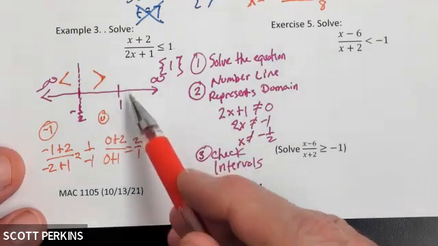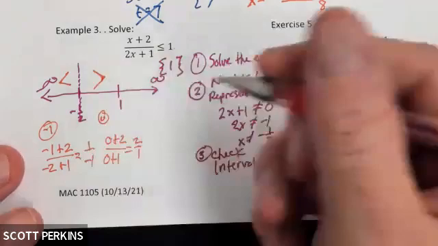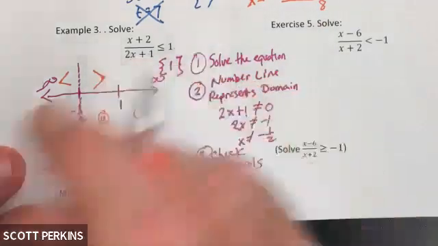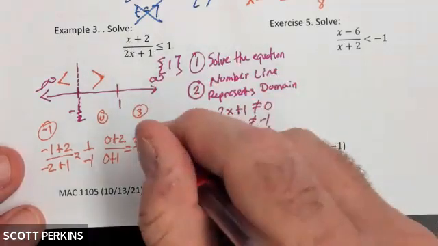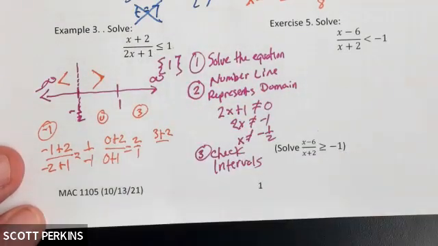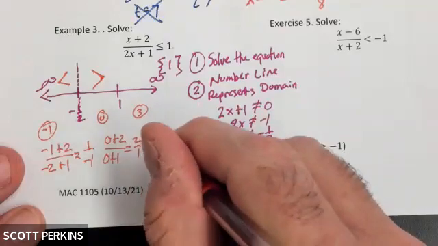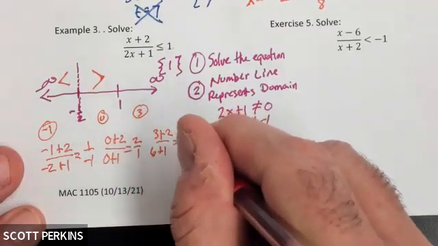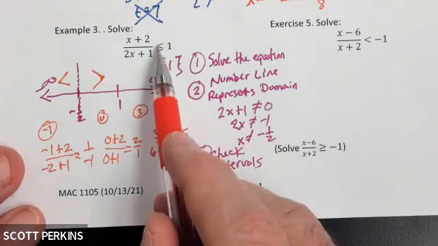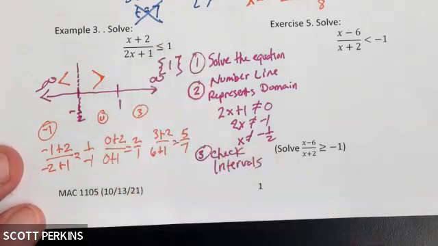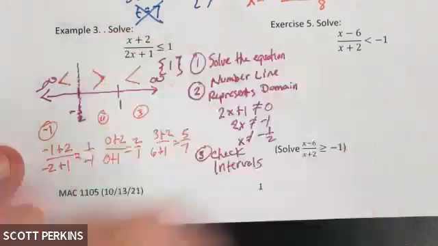And then in the final interval, let's go ahead and put 3 or 2 or 92. It doesn't really matter. I'm going to put 3 in. So in the top, I have 3 plus 2. In the bottom, I have 6 plus 1. That's 5 over 7. Is 5 over 7 a number bigger than 1 or less than 1? Okay, less than.